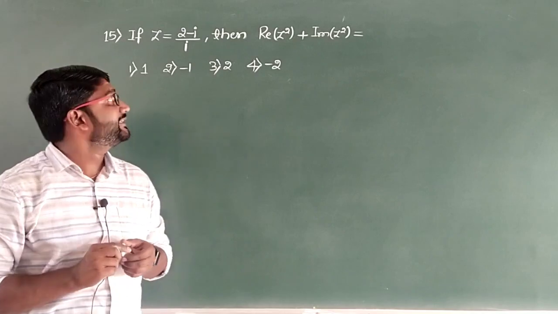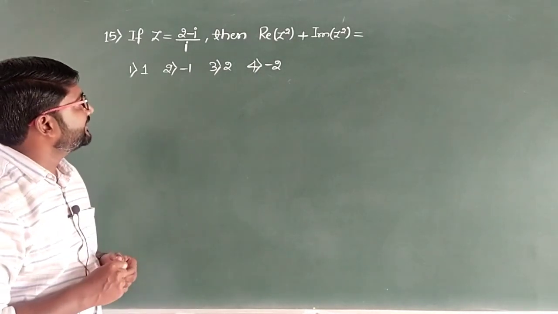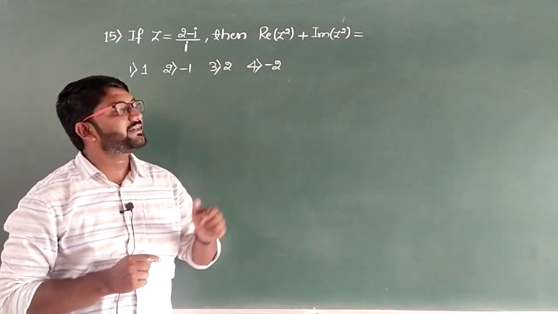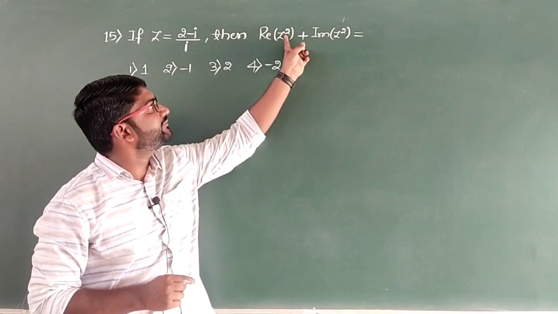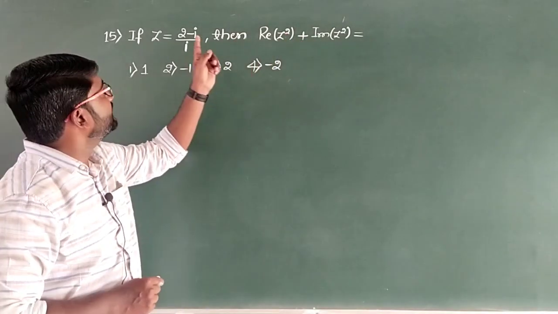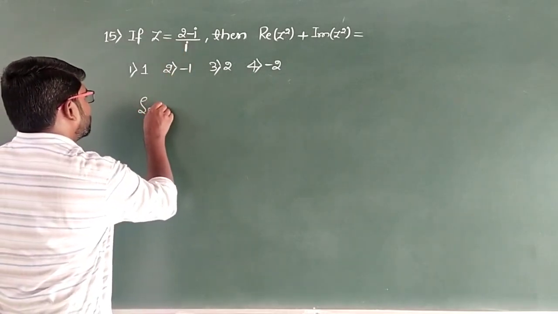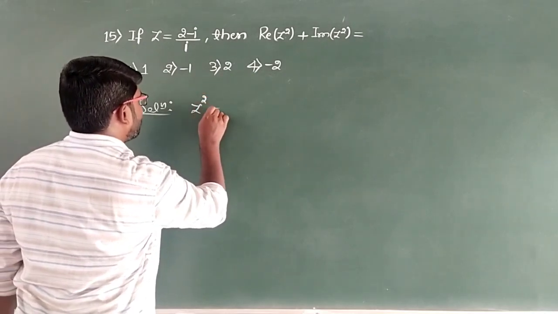Question number 15, it is, if z which is equal to (2 minus i) divided by i, then the real part of z squared plus the imaginary part of z squared, we will have to find this particular sum. So observe the term here, we have z squared, that means we will have to square on both the sides. So I will take the given condition, z squared which is equal to, I am squaring on both the sides.